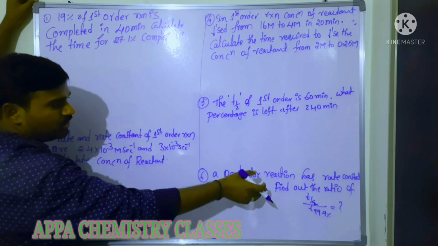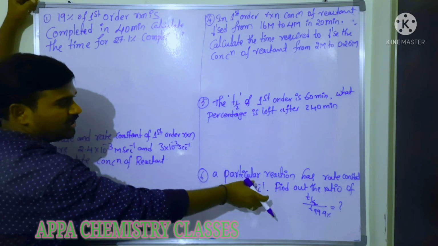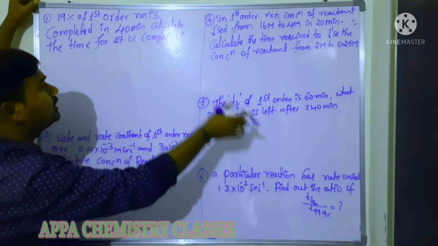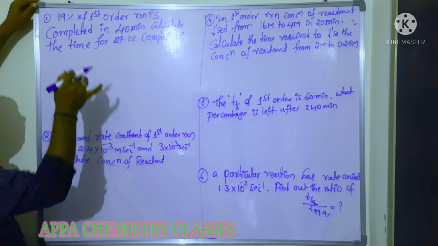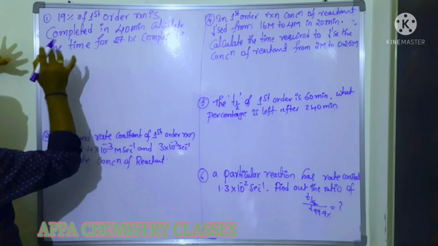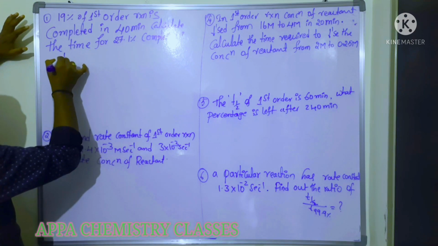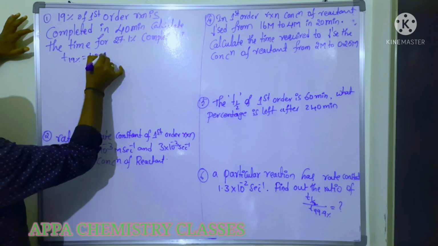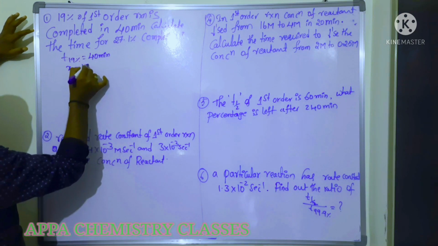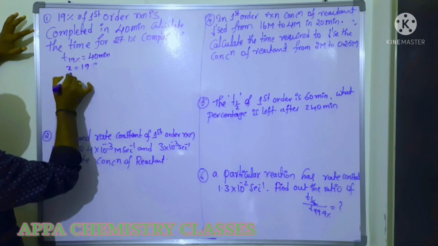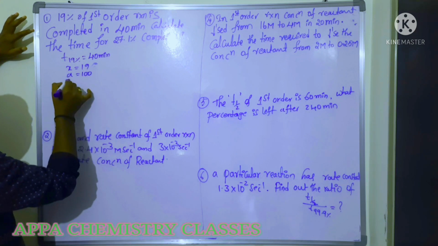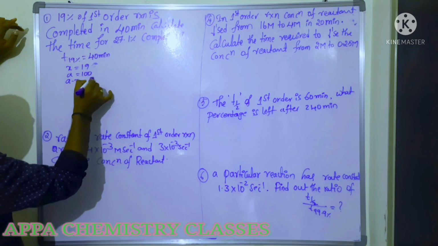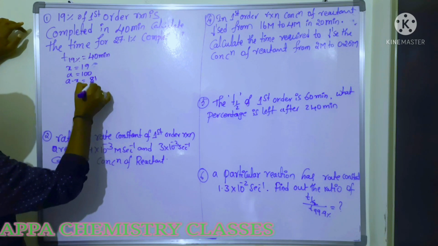So just now I explained how to calculate t 50% and t 99.9%. Same method you have to do here. First you note down what data they have given. Time for 19% is given, how much? 40 minutes. That means x is equal to 19%. When percent is given, initially you take a as 100. So a minus x will be 100 minus 19, which is 81.